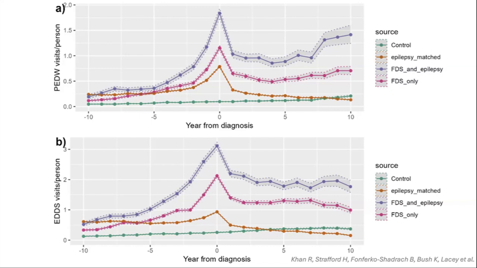And a few interesting things here. Again, you'll see the signal before the diagnosis that something's going on. There's increased healthcare utilization. And you'll notice the difference after the diagnosis. People with epilepsy, their healthcare utilization seems to go down, whereas the people with functional seizures, it stays high and increases. And there's something going on with the people with both conditions. It does introduce a lot more complexity and difficulty in diagnosis. And you can see that quite clearly here from the healthcare utilization.